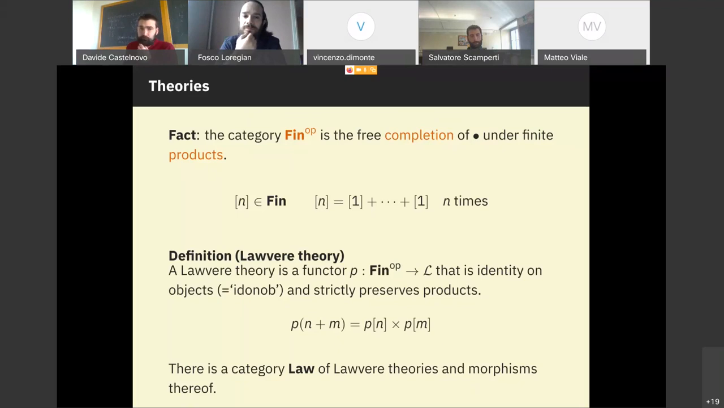So wait a minute. Do you mean that L has the same objects as Fin, but the functor just changes the morphisms?